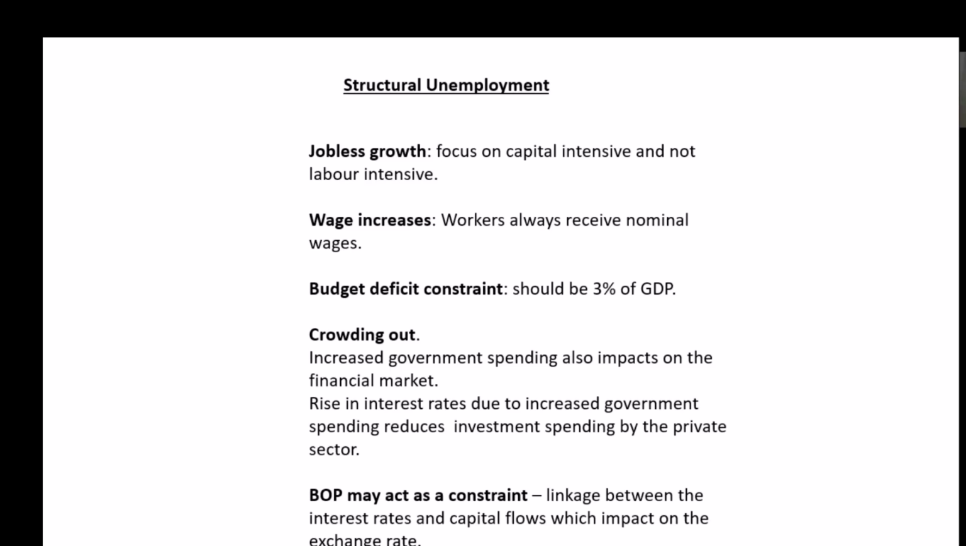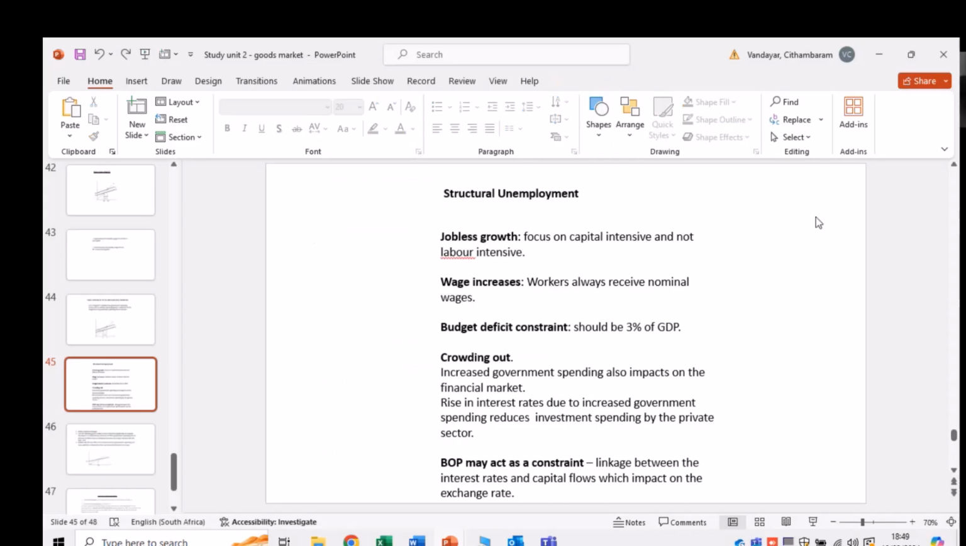What is structural unemployment? That's what happens when there is a mismatch in job qualifications and job requirements. Good. So what is jobless growth? There is an increase in capital intensive industries. If the capital intensive industries grow faster than the labor intensive industries, you're going to have growth, but jobless growth.